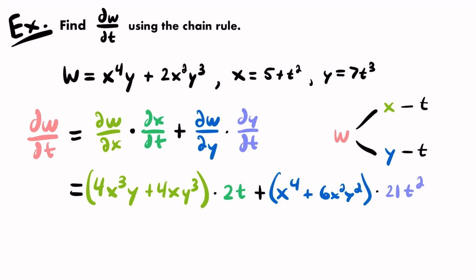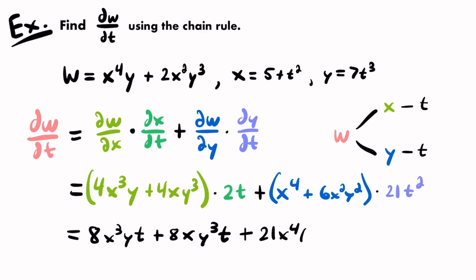Okay, and so now let's simplify our answer here, starting by distributing 2t through this quantity. So multiply it by both of those terms. This would be equal to 8 times x cubed times y times t plus 8 times x times y cubed times t. And then that would be added to 21t squared distributed through this quantity. So multiply it by both of those terms. And you'll get 21 x to the power 4 times t squared plus 6 times 21 is 126. So we have 126x squared, y squared, t squared. And that right there is our final answer.